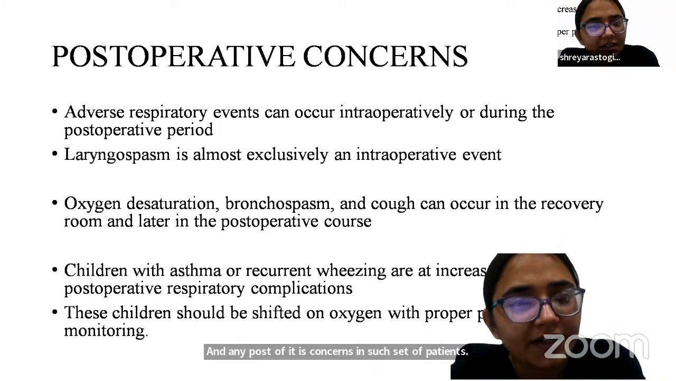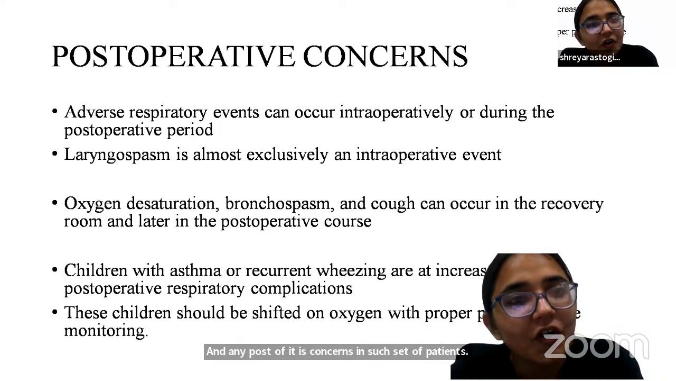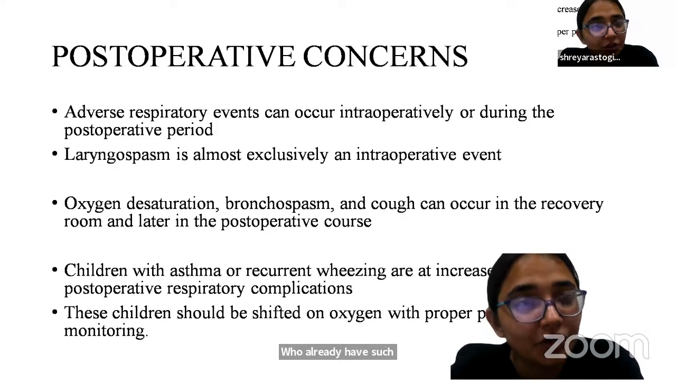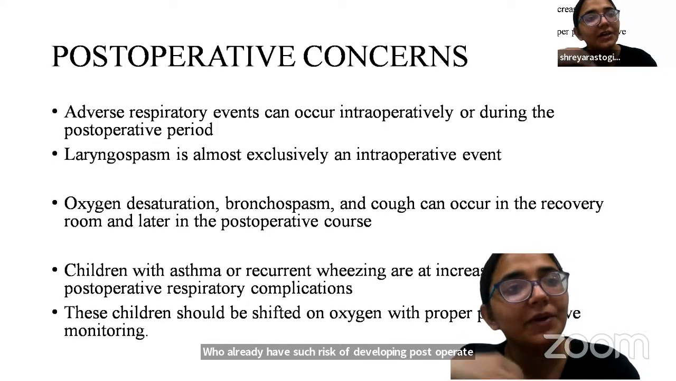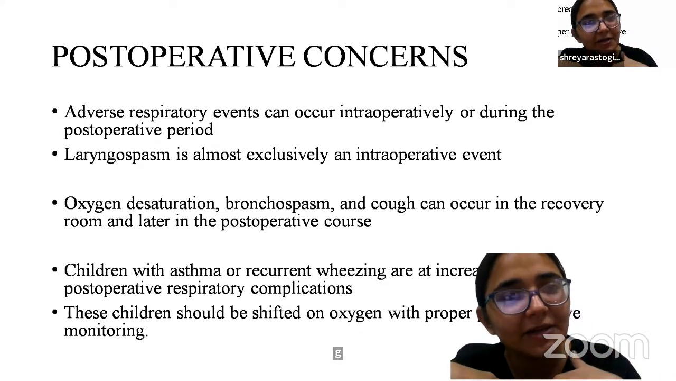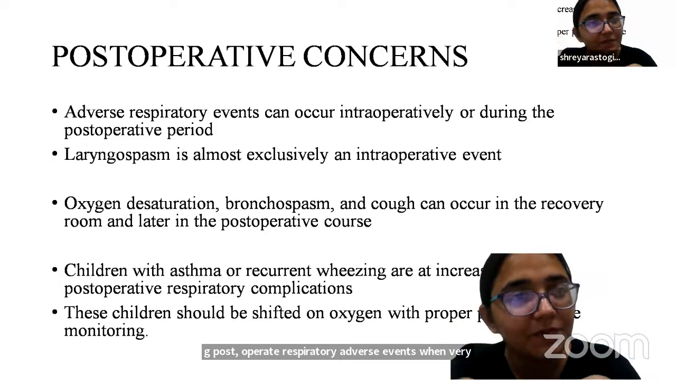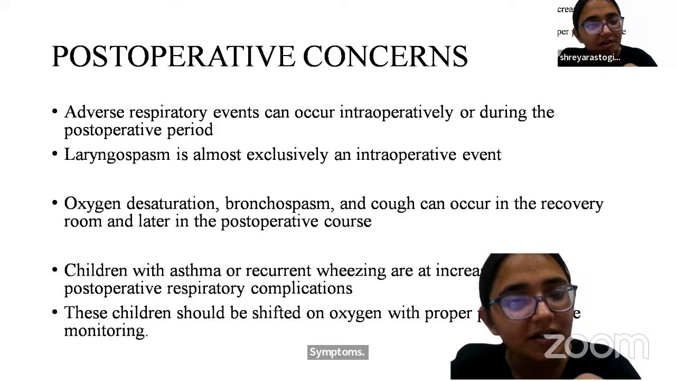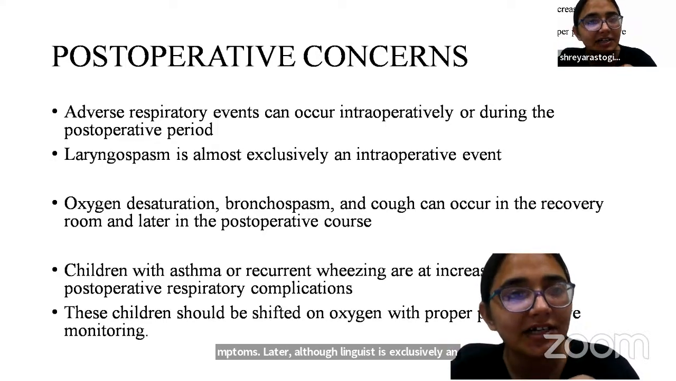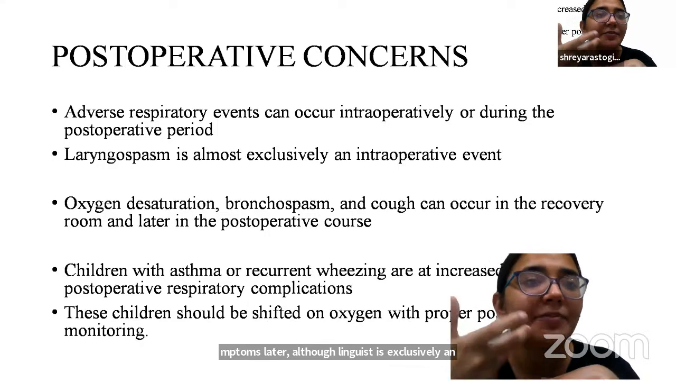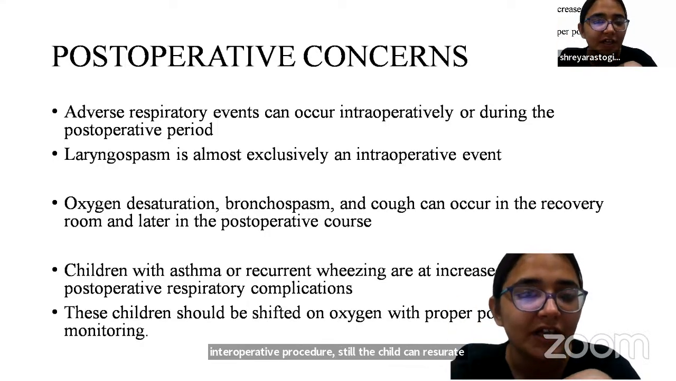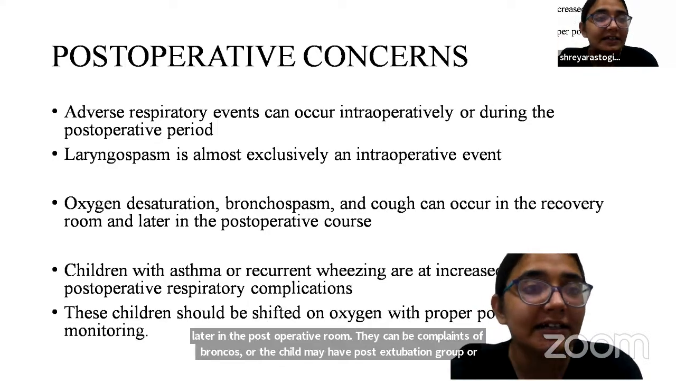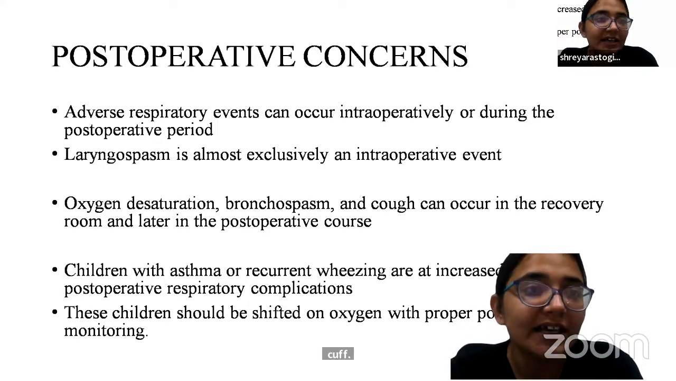Children with URTI who already have such risk of developing perioperative respiratory adverse events can develop the same symptoms later, both perioperatively and postoperatively. Although laryngospasm is exclusively an intraoperative problem, the child can still desaturate later in the postoperative room. There can be complaints of bronchospasm, or the child may have post-extubation croup or cough. These children can later develop asthma or recurrent wheezing.